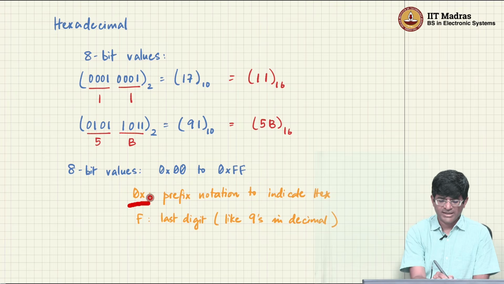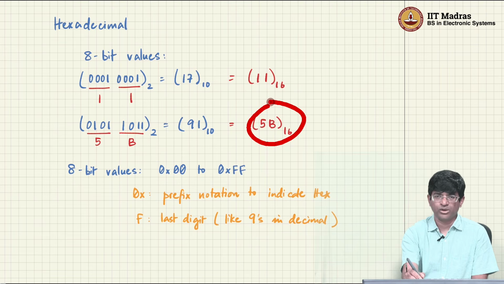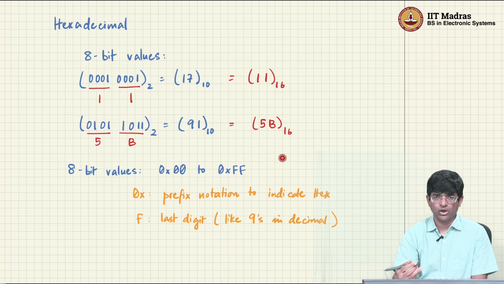Notation: 0x is always used as a prefix to indicate that what follows is a hexadecimal value. It's similar to this notation out here where I put parentheses and a subscript of 16. I can't really do subscripts when I'm normally typing on a computer, so 0x turns out to be more convenient.